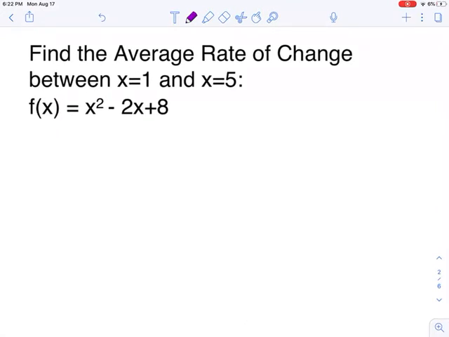Here we have the average rate of change between 1 and 5 of our function x squared plus 2x plus 8.